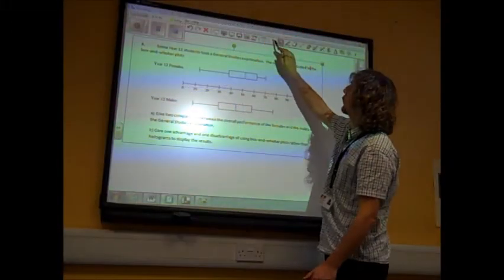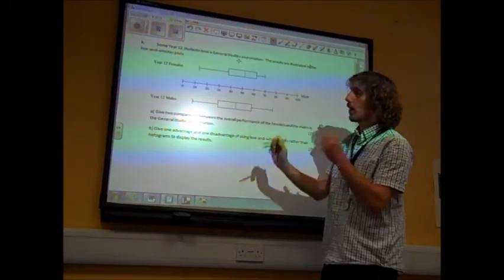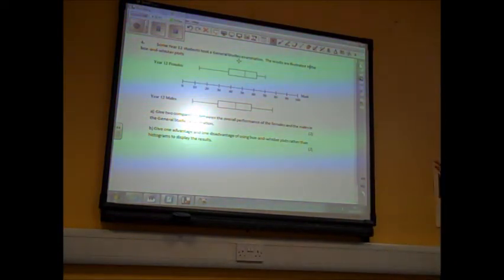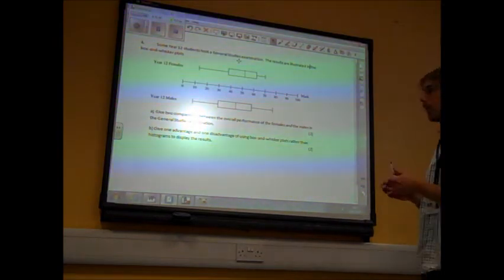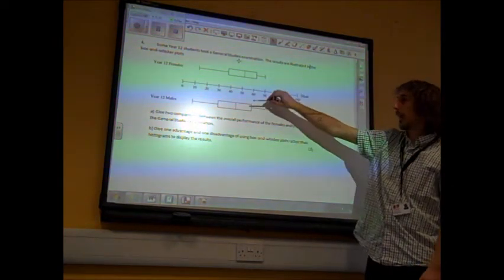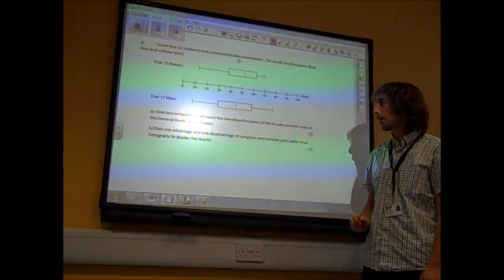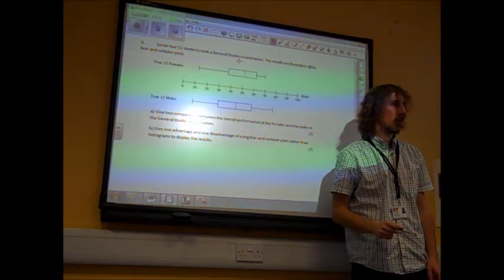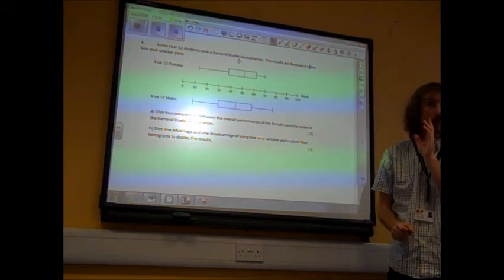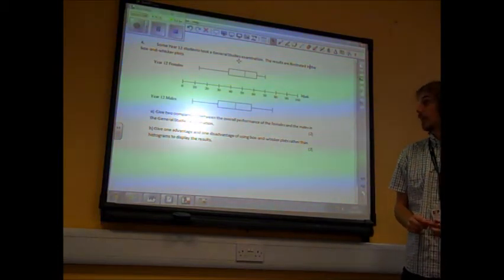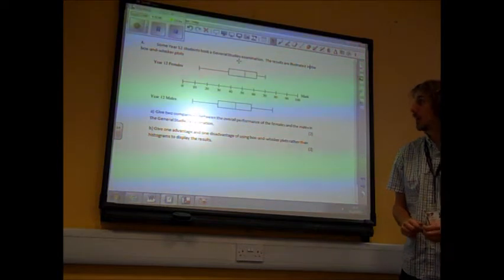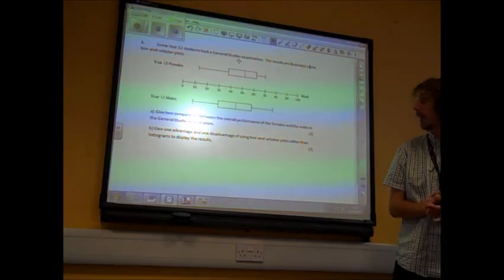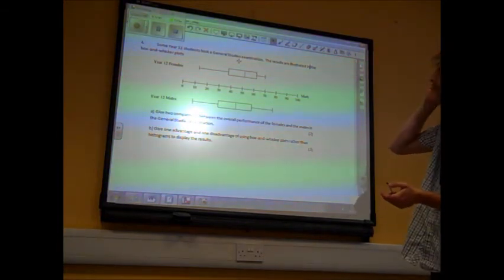Finally, last one. Some Year 12 students took a general studies examination. The results are illustrated in the box and whisker plots. We've got the females there and the males there. Give 2 comparisons between the overall performance of the females and males in the general studies examination. We need to be specific about the things that we are writing here. This isn't looking for "the females did better." That's not the kind of thing that we're after here. We're after specific things.